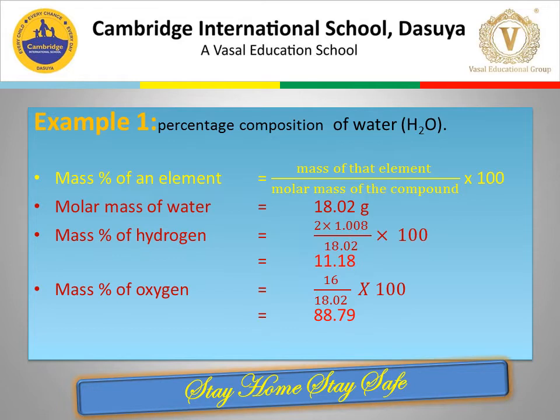So that works out to 11.18% of hydrogen present in water, and the mass percentage of oxygen is the mass of oxygen upon the molar mass of water into 100. So 16 upon 18.02 into 100 will give you 88.79%. So the mass percentage of hydrogen is 11.18% and the mass percentage of oxygen is 88.79% in water molecules.